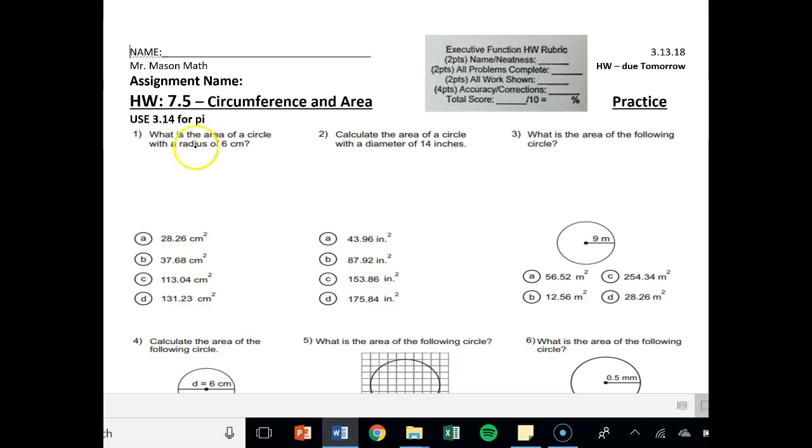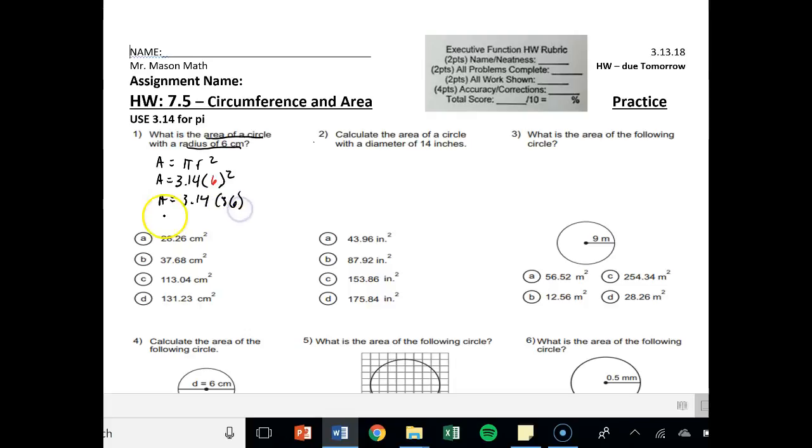For number one, it says, what is the area of a circle with a radius of 6 centimeters? So it's area, and you know the radius. You're going to start off by writing the area formula, A equals pi r squared, and you're just going to plug in. Area is equal to 3.14 times 6 squared, right? So area is equal to 3.14 times 36.